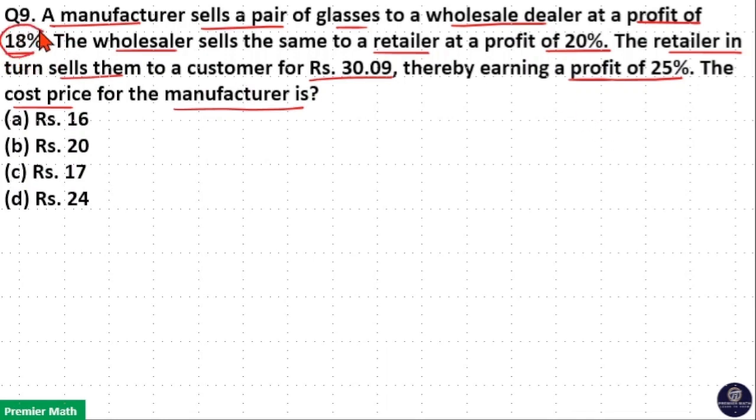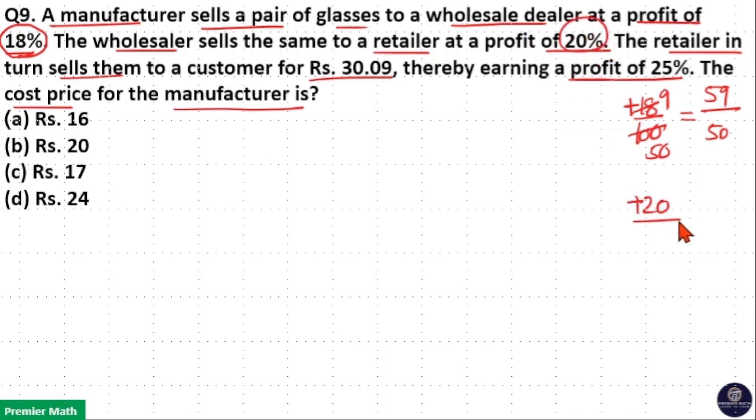Here first profit is 18%. Profit means plus. So 18% means 18 by 100. 2 goes 9 times in 18. 2 goes 50 times in 100. Now plus 9 by 50 means if 50 is the cost price, then 50 plus 9, 59 is the sell price. Now next profit is 20%.